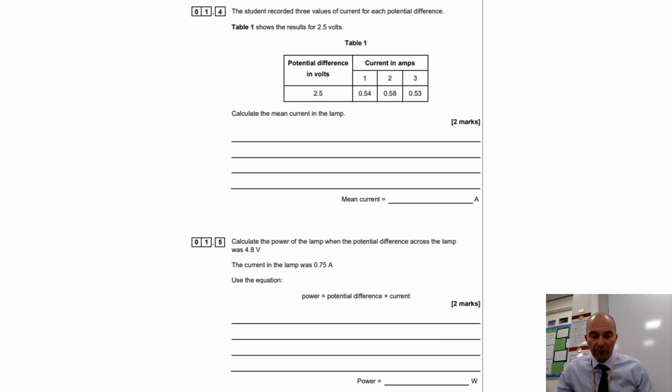Now 1.4, bit of a maths question. We've got a table of results. You need to calculate the mean current in the lamp. So what you need to do is add three figures together. And I would make sure that you show your working, just in case you make a mistake, and you'll get marks for your working out. We've got three figures. You need to add the three together, then divide by 3. That gives you overall 0.55 amperes. You need to be making sure that you can use your calculator properly, just to make sure that you get the right answer from that one.